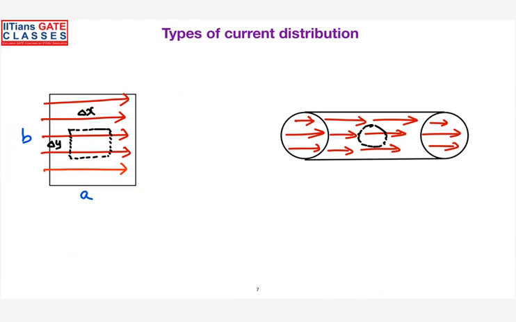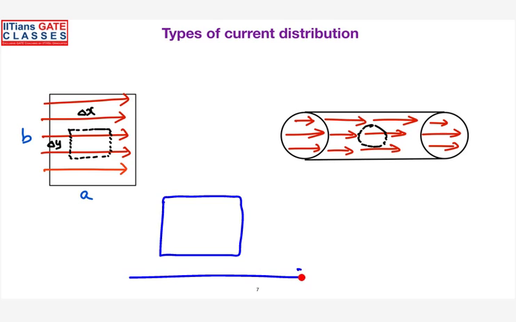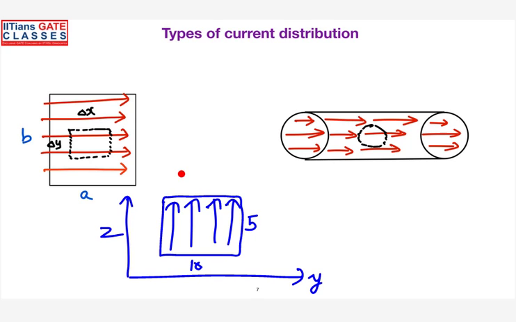Yeah. Let me give an example for this. Assume that there is a sheet of current located in the YZ plane. The sheet has dimensions of 10 meters along the Y direction and 5 meters along the Z direction. The current is flowing in this direction, and I have given the current density as 20 ampere per meter.